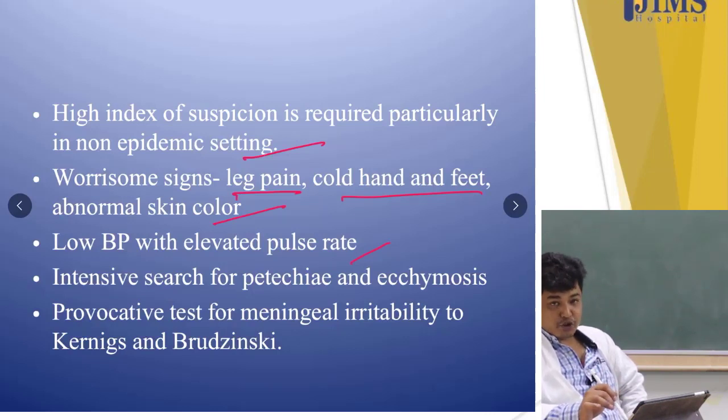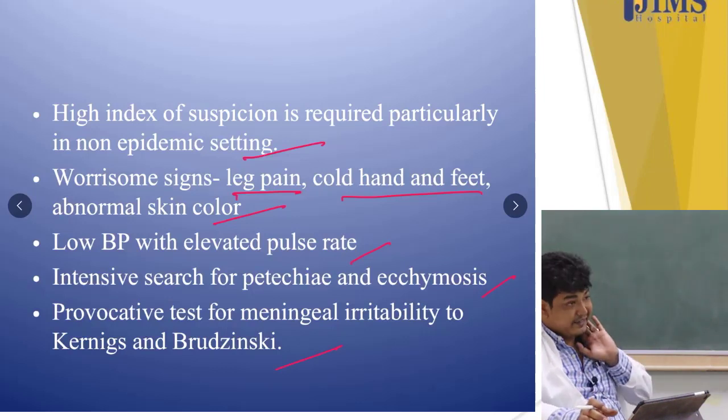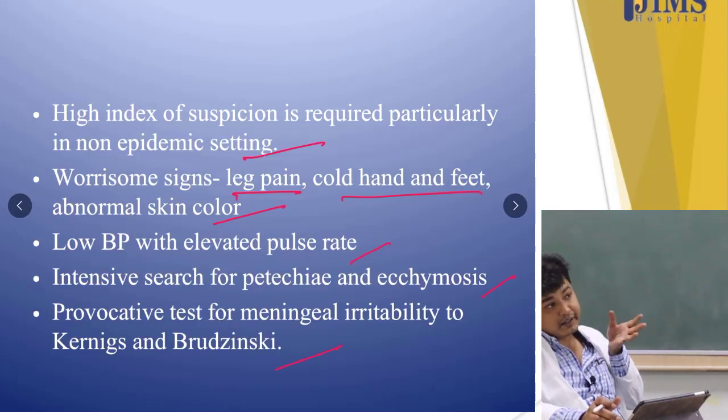Intensive search for petechiae has to be done, and ecchymosis has to be seen. So you have to search for the rashes throughout the body. And provocative tests for meningeal irritability have to be done. That is, we do via Kernig's and Brudzinski's. See, stiffness of the neck will again be an initial component of this Kernig sign.